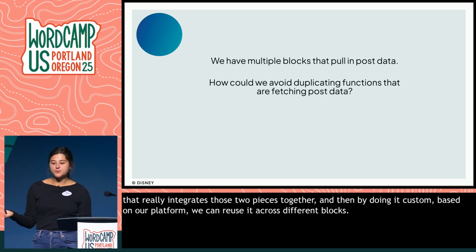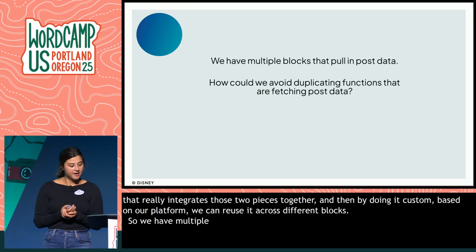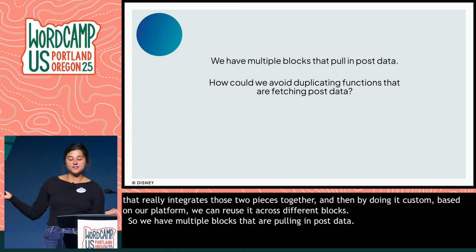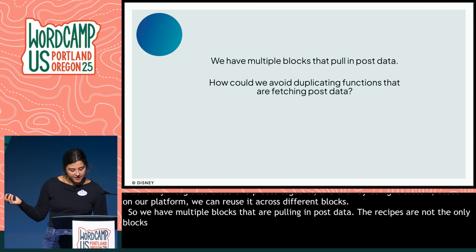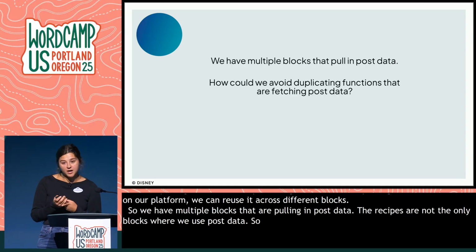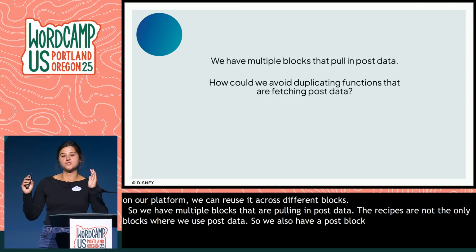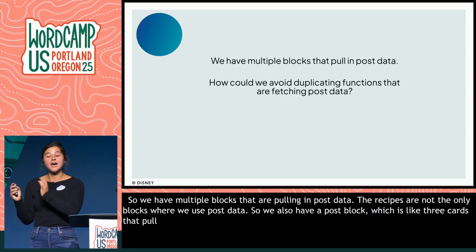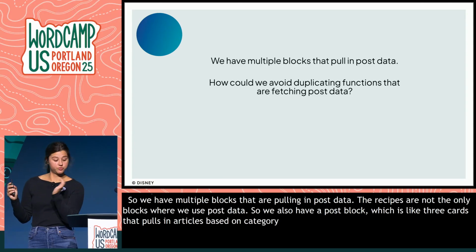So we have multiple blocks that are pulling in post data. The recipes are not the only blocks where we use post data. We also have a posts block, which is like 3 cards that pulls in articles based on category, or like the 3 most recent articles.